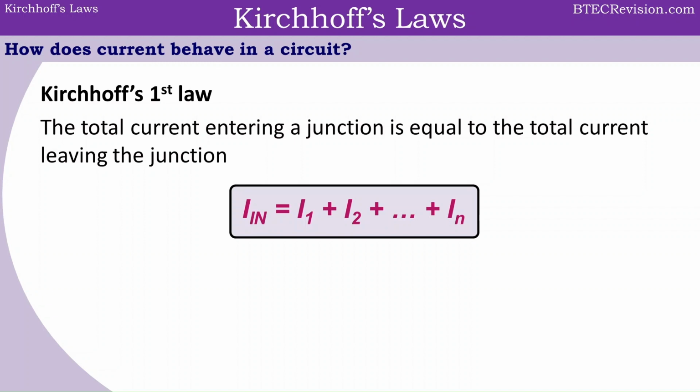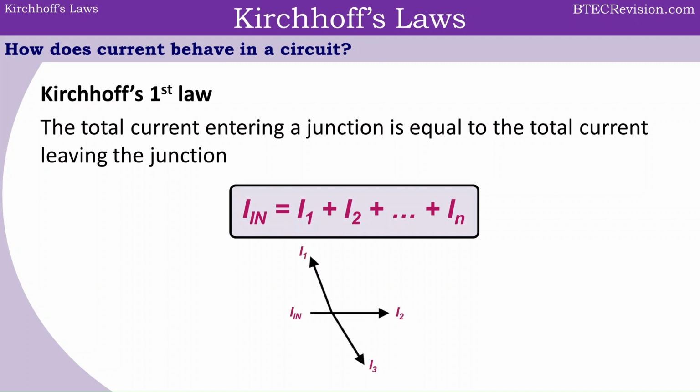How does current behave in a junction? This is given by Kirchhoff's first law, which states the total current entering a junction is equal to the total current leaving a junction. And this can be given by the equation below. Here, I stands for current, and we have I in, which stands for going into the junction. So the current going into the junction equals the paths of current leaving the junction, so I1 plus I2 plus so on, until you reach the last path.